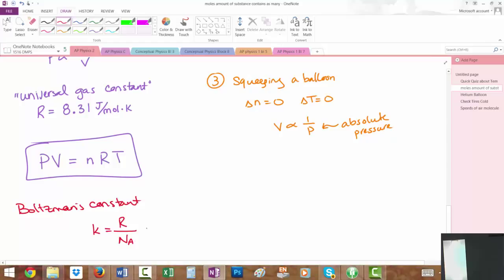The value of that is going to be 1.38 times 10 to the negative 23 joules per Kelvin. It doesn't matter which you use. It just depends. If you have givens that are in moles, then I would use R. If you have givens that are in just regular amounts of particles, then you can use k.